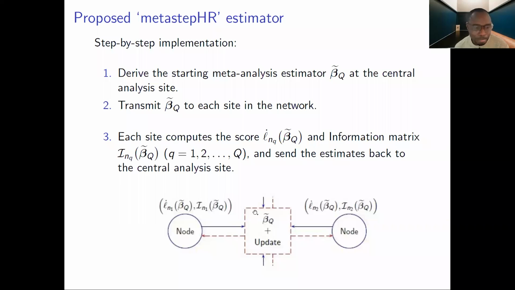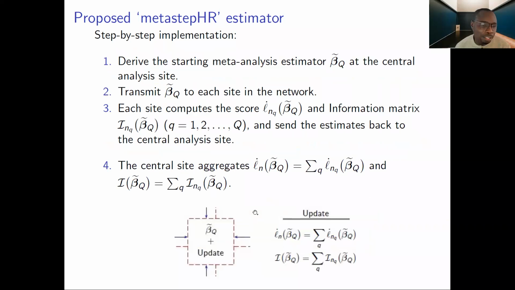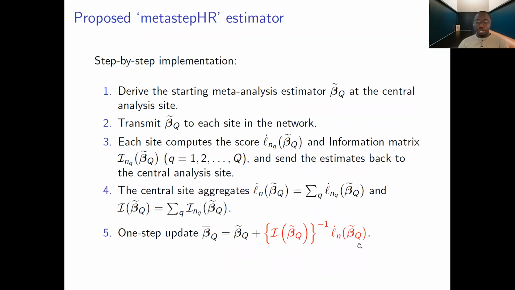Now the central site that is conducting the analysis doesn't have to deal with any of the nodes anymore. So this is the update step. This involves combining all of the gradients and the information matrices together and then doing the one-step update. So we can get this update done, right?